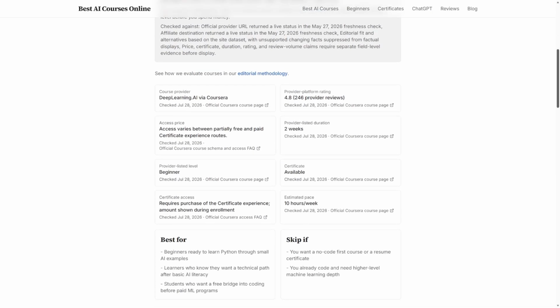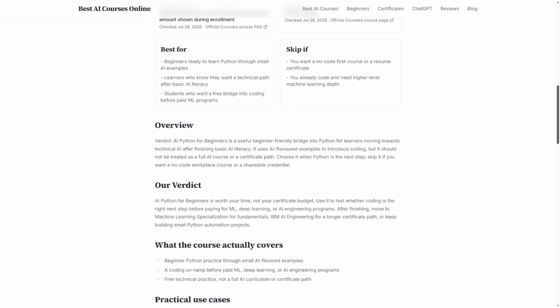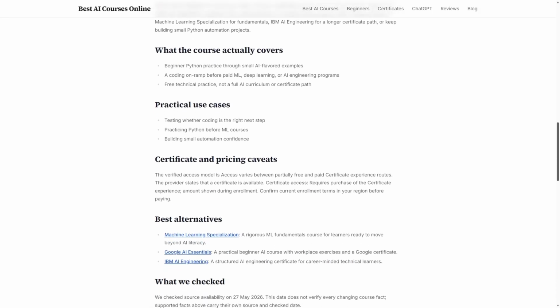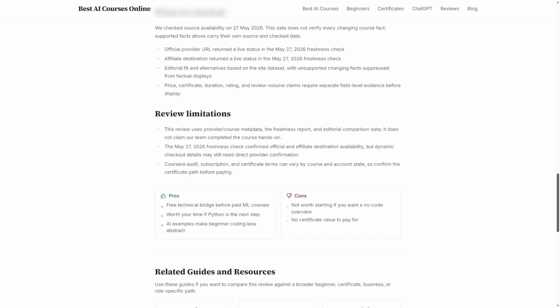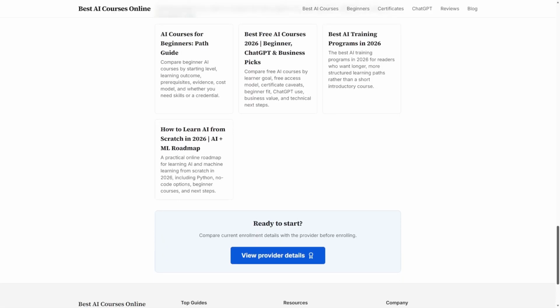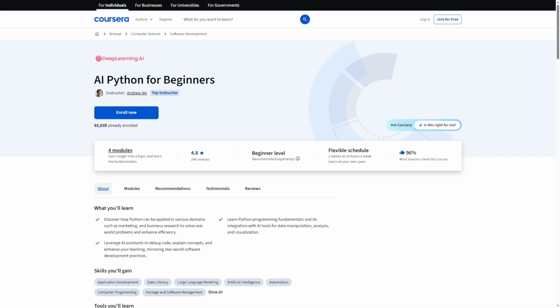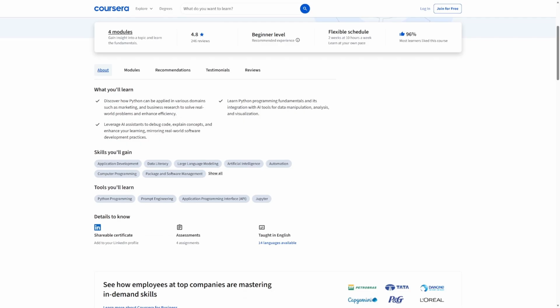This is different from the other four because it is the option for someone who has completed basic AI literacy and is now ready to begin coding. The course uses AI-flavored examples to introduce Python. Coursera lists it as beginner level, with a suggested 2-week schedule at around 10 hours per week. It can help you test whether programming is the right next step before committing to a longer machine learning, deep learning, or AI engineering program.